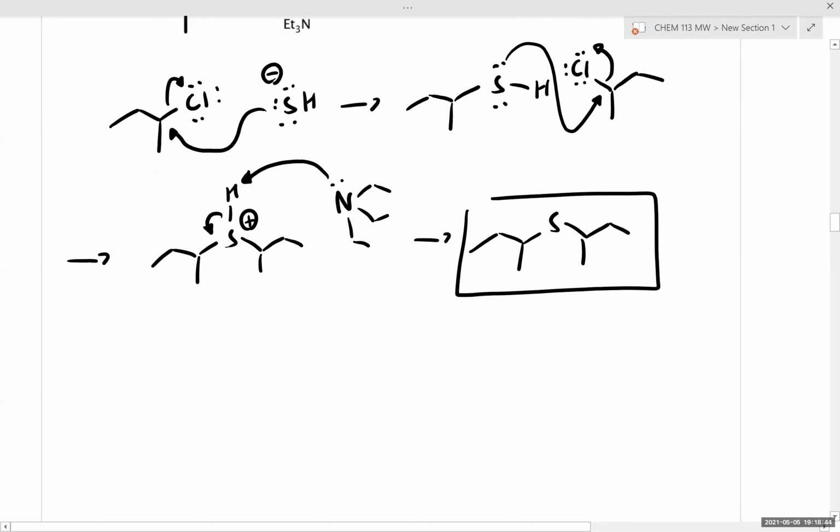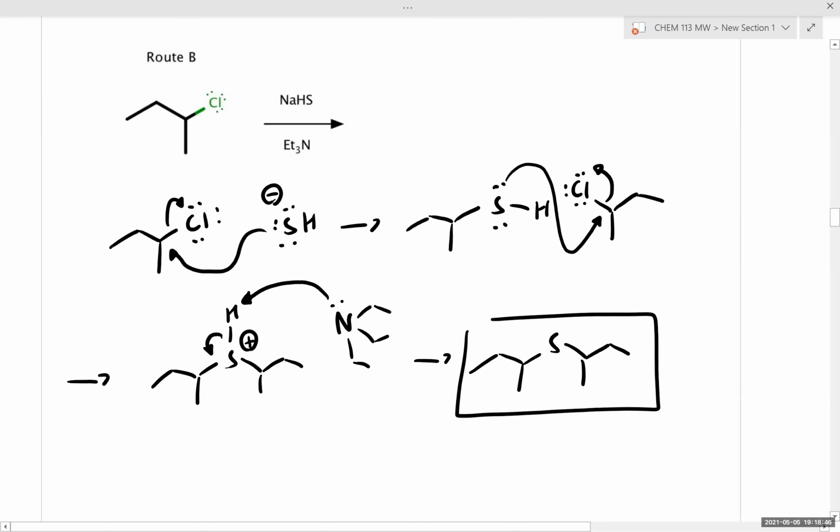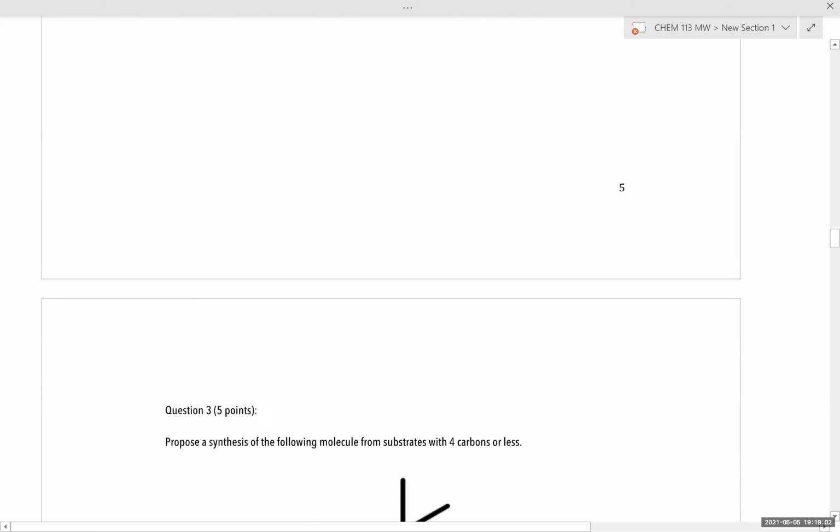Okay, so we've drawn the mechanism for each of these two reactions. We've predicted the product for each of the reactions, and we've discussed how each of these methods can be used to prepare symmetrical and asymmetrical sulfides. Okay, let's keep going then.